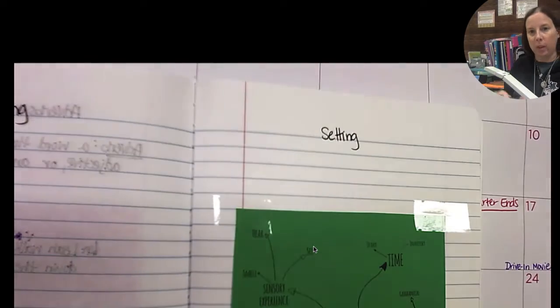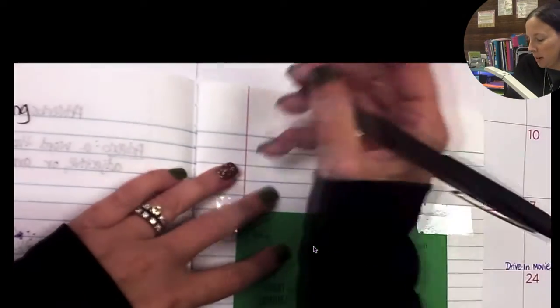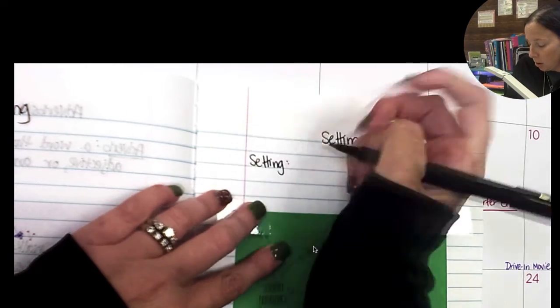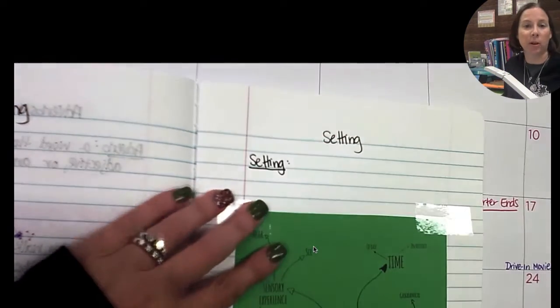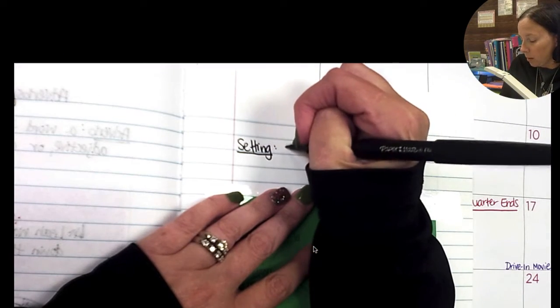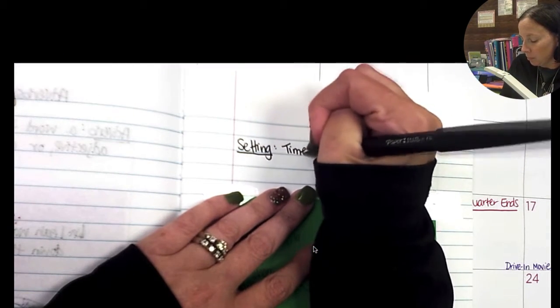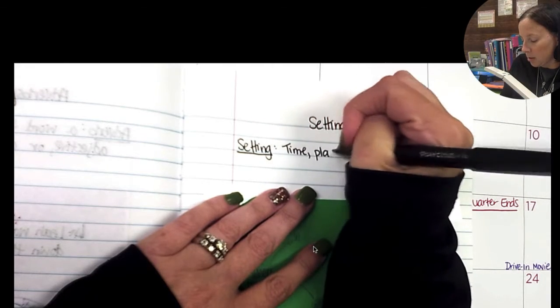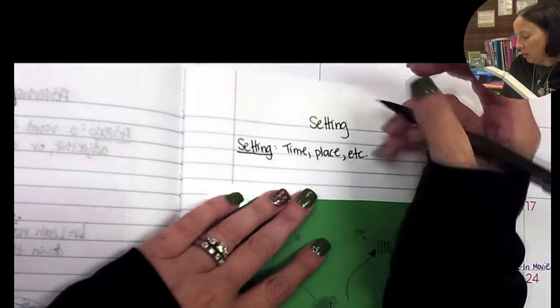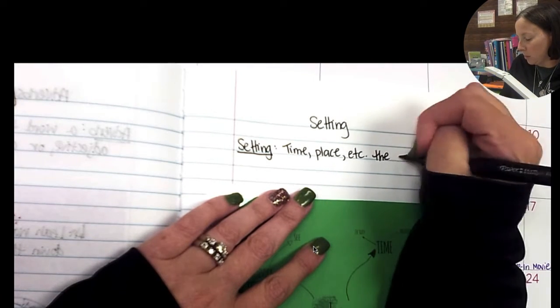Okay, so we're not going to take a ton of notes today on this, but setting, which is something you guys learned way back in like 1st grade. You might even learn it in kindergarten. Setting is the time, place, anything like that where the story takes place.